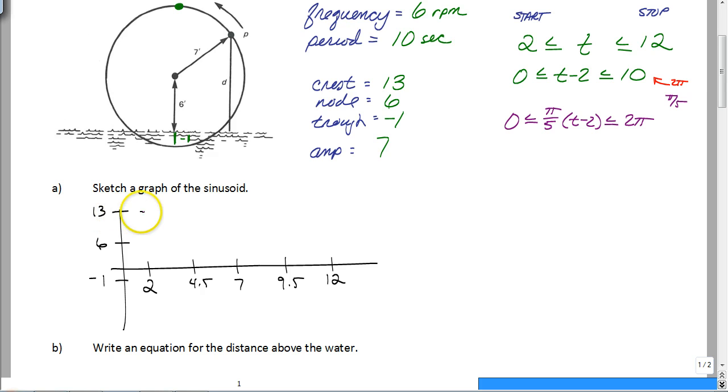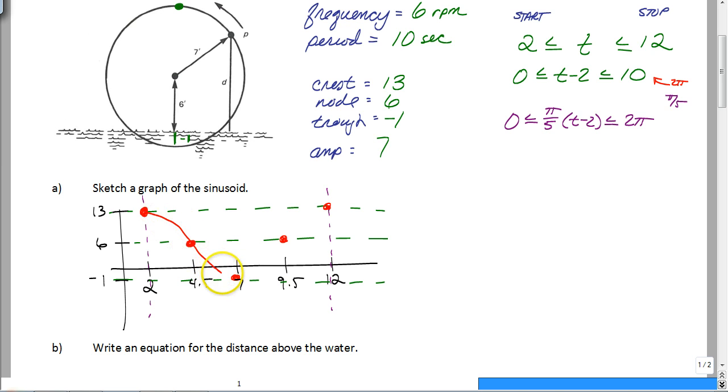So from here, if we wanted to sketch the graph, we have our crest, trough, node. We have our start and finish. And since this is starting at the highest point, we're starting up top, and then we just follow the pattern. Node, trough, node, crest. And here we go. That is the sketch of our graph.